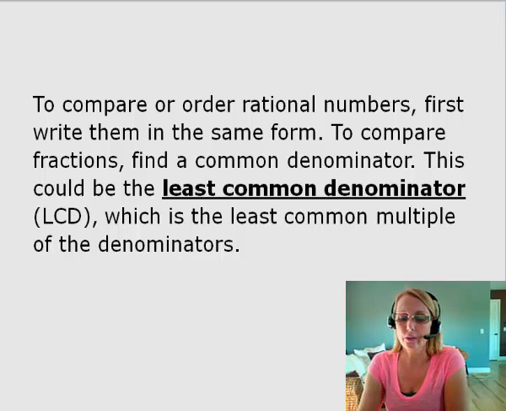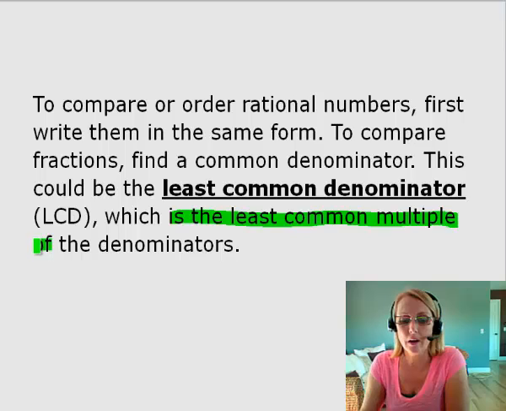In order to compare or order rational numbers, first we need to write them in the same form. So either make them all fractions or make them all decimals. To compare fractions, find a common denominator. This could be the least common denominator. The least common denominator is the least common multiple of all the denominators.